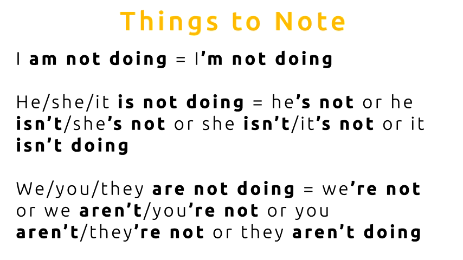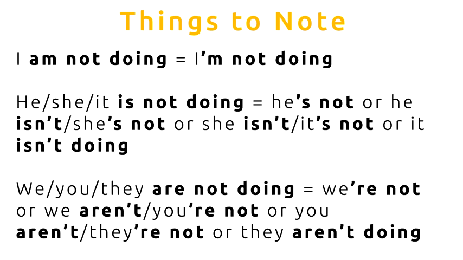He, she, it is not doing becomes he's not or he isn't. So in this case, we can contract either the subject and the verb, he's, or we can contract the verb and not to become isn't. So we can say, he's not doing that, or he isn't doing that. The meaning is the same.